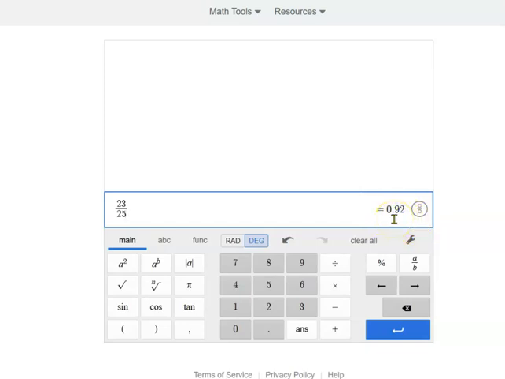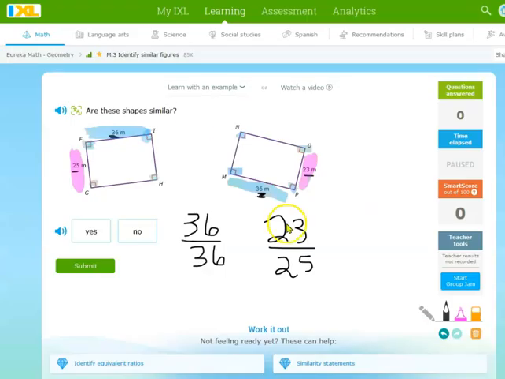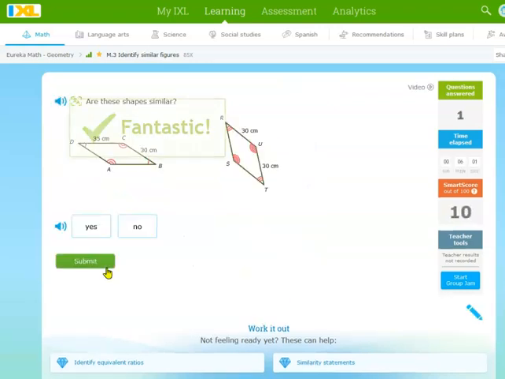And when you're comparing your scale factors, when you're comparing your ratios, you can compare the decimal version, or you can click on this little circle tool right here and compare the fraction versions. Either one will work. Just make sure you're keeping it consistent. Okay, so overall, we are seeing that 36 over 36 is equal to 1, and 23 over 25 is not equal to 1. So these two are not equivalent fractions. So therefore, these are not similar shapes. We're going to click no, and we are going to keep on moving.